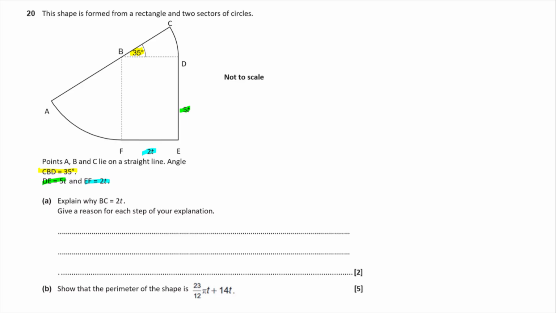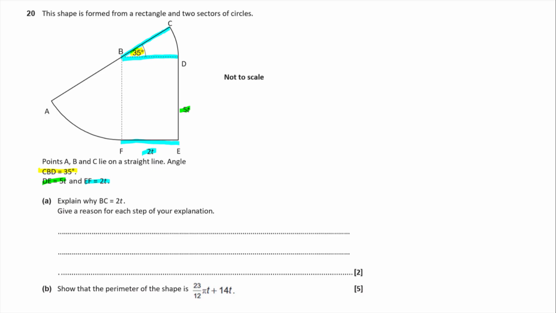Part A says explain why BC equals 2t. Give reasons for each step of your explanation. Okay, well BC, where's BC? BC is that length there. Now BC is the radius of that sector BCD there, isn't it? Okay, so it's the radius of that sector, but this is also a radius of that sector, isn't it? Because B is the center of the circle, if that's a sector. So those two lengths have to be the same, and BD is going to be the same as this side here, isn't it? Because they're opposite sides of that rectangle.